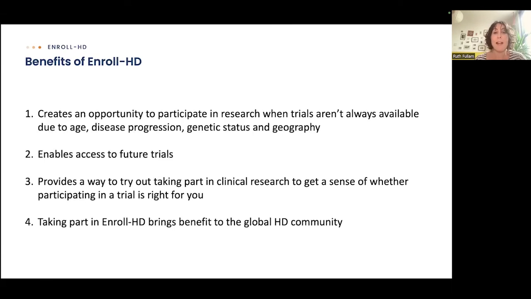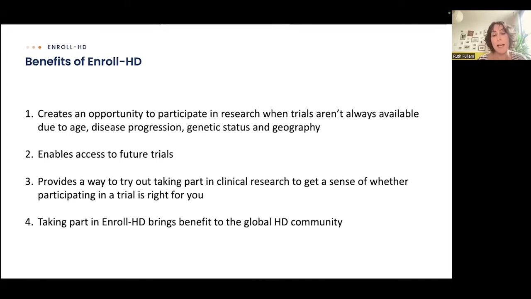It provides a way to try out if taking part in clinical research is something that you want to do. You can treat it as a kind of tester session for participating in clinical trials, where clinical trials will require you to come to a site fairly often within a given period. Enroll only requires you to come once a year and provide that information.